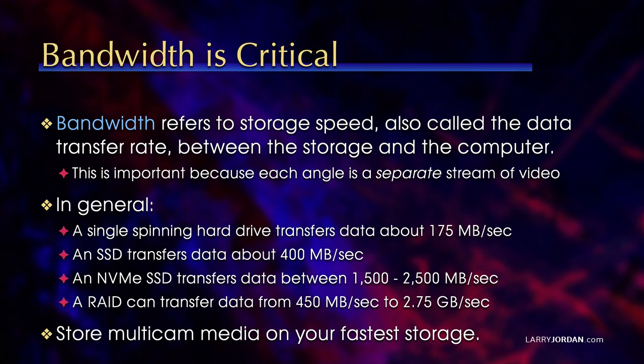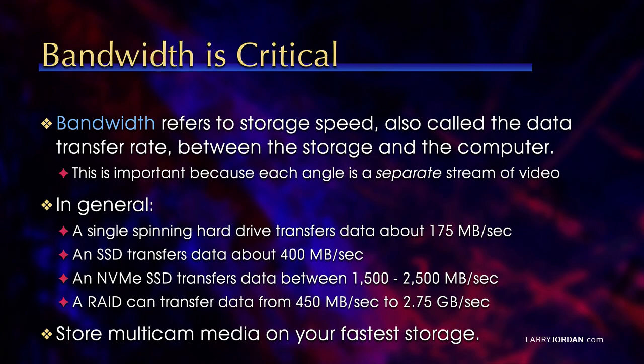In general, a single spinning hard drive transfers data about 175 megabytes a second. An SSD transfers data about 400 megabytes a second. An NVMe SSD, which is the latest version, transfers data between 1,500 and 2,500 megabytes per second, while a RAID can transfer data from 450 megabytes to 2.75 gigabytes per second. And that 2.75 gigabytes is the maximum transfer rate of both Thunderbolt 3 and the upcoming Thunderbolt 4.